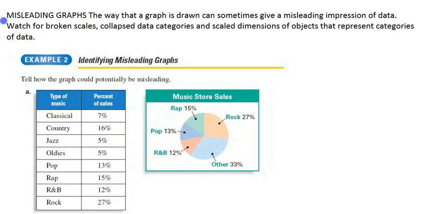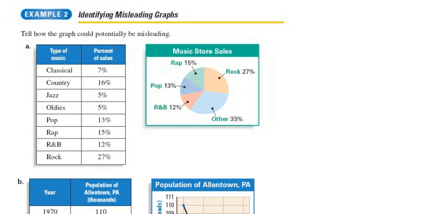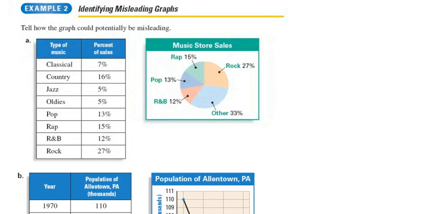Here's what you want to watch for. I want to watch for broken scales, collapsed data categories, scale dimension of objects. And sometimes they just straight up leave some stuff out. So here I have a list of different types of music. If I look at music store sales, I got R&B, pop, rap, and rock.